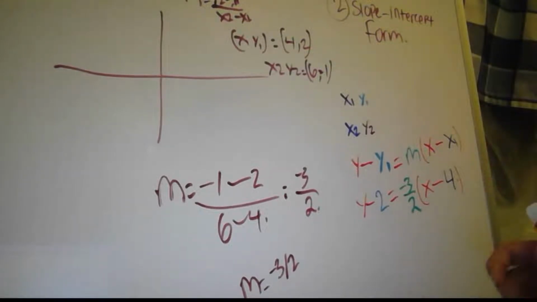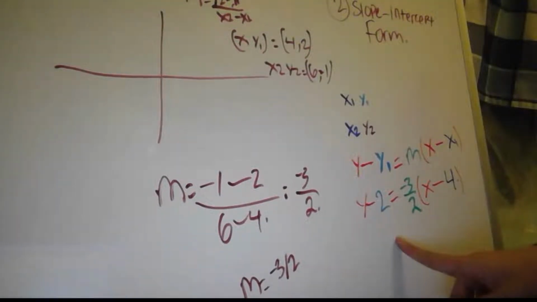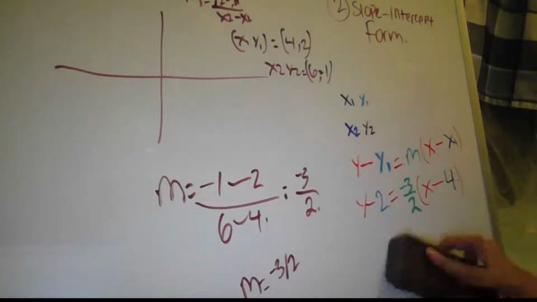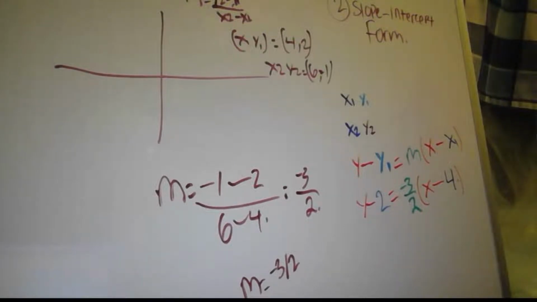And in reality, if they just say determine the equation, and they don't give you a specific form, you can leave it like this, or you can simplify it. If they say slope-intercept form, you have to simplify it. If they say point-slope form, you can leave it like this. But for the sake of learning, we're going to just simplify this. So I'm going to take off the colors now because we finally have our equation.